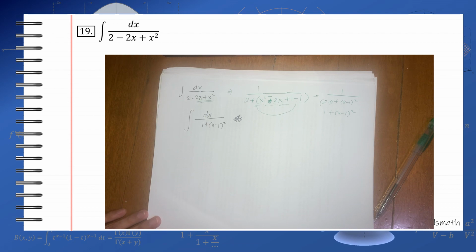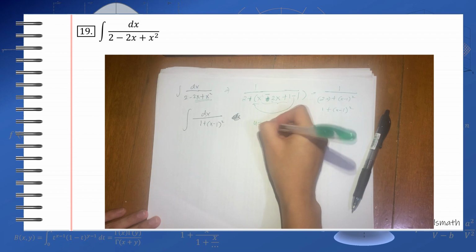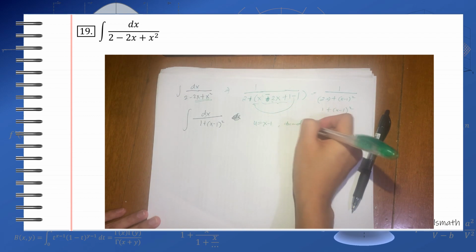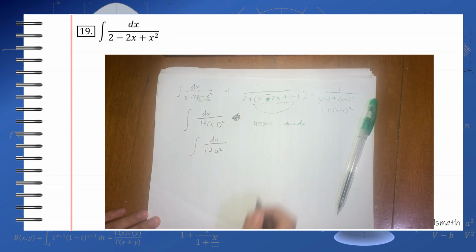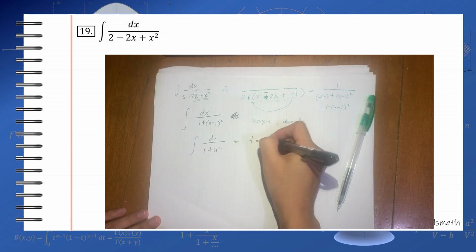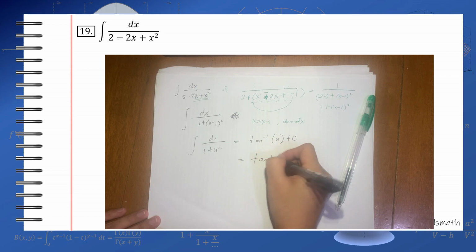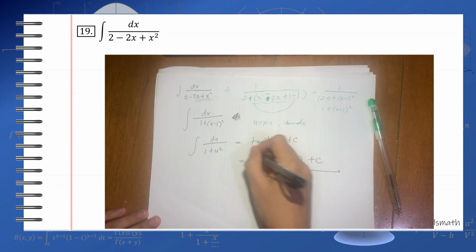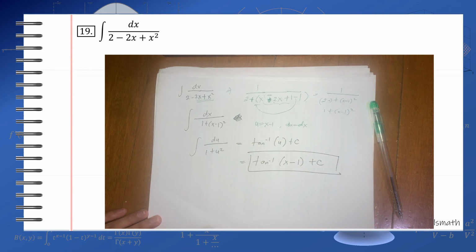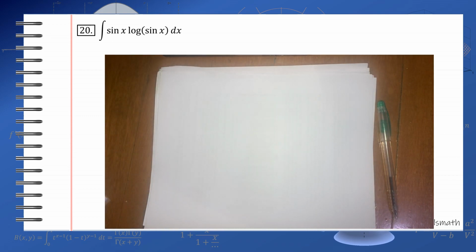Okay. So this is quite straightforward now. If you use the substitution u equals x minus 1, du equals dx, this becomes du over 1 plus u squared, whose integral is very, very popular. And it's equal to tangent inverse of u plus c. So the answer is tangent inverse of x minus 1 plus c. Done. Next.